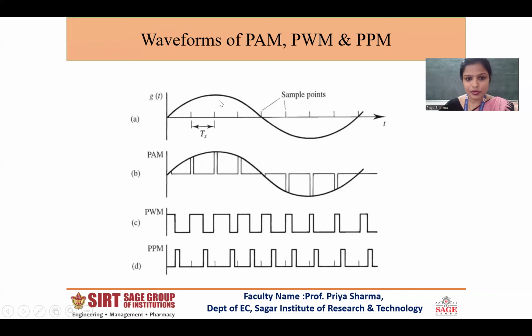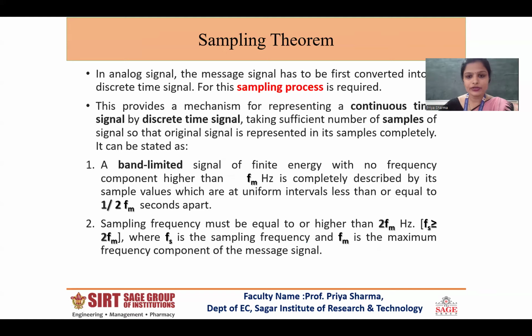The point where we have the maximum amplitude of the message signal will contain the maximum width, and the point where we have the minimum amplitude of the message signal will consist of the minimum width of the pulse. Similarly, with reference to pulse width modulation, pulse position modulation is also there, where the position of the carrier pulses changes in accordance with the message signal. Now coming to pulse amplitude modulation firstly.